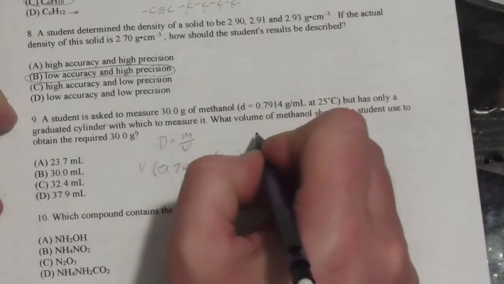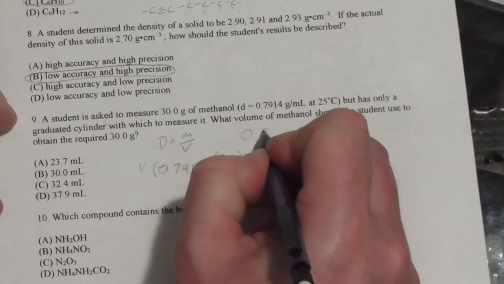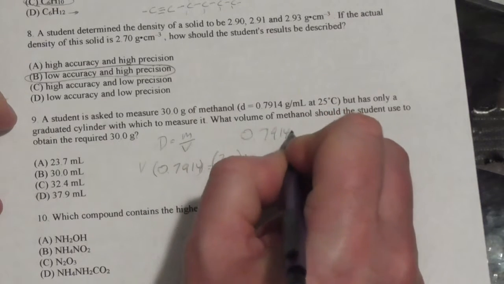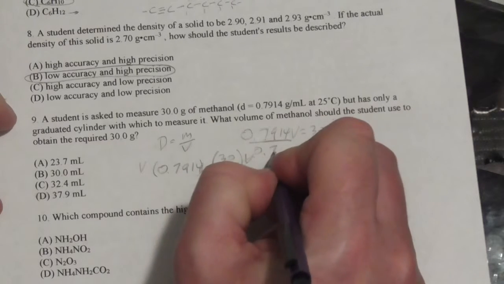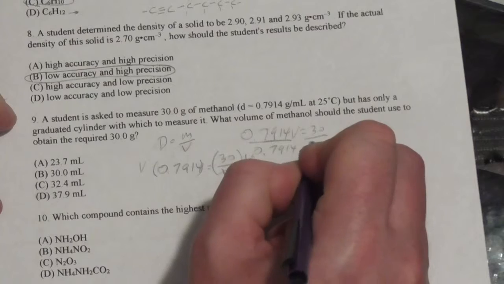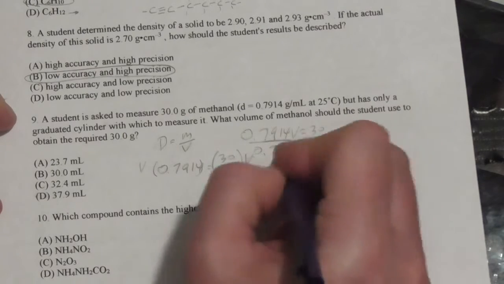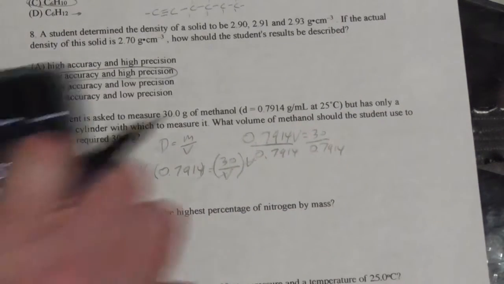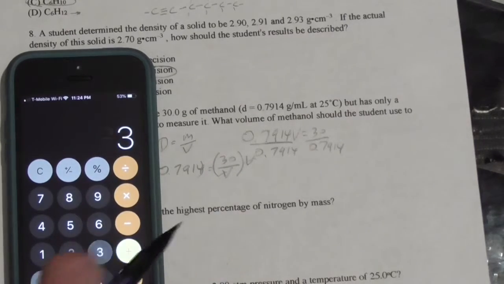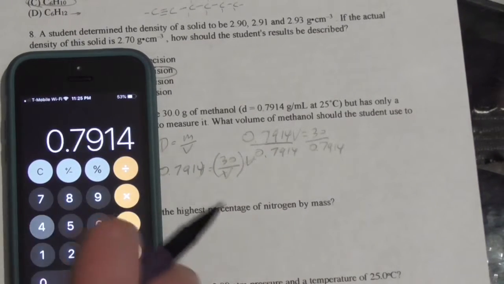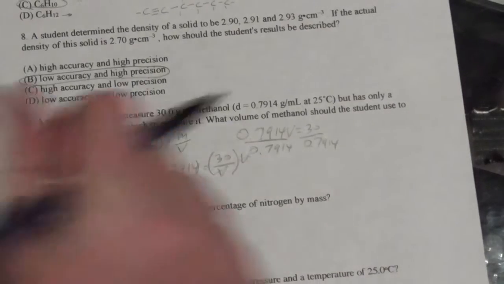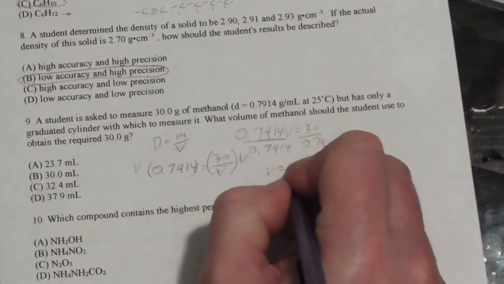So anyway, my V's cancel out. I get 0.7914 V equals 30. V equals 30 divided by 0.7914. The volume is going to be 37.96.